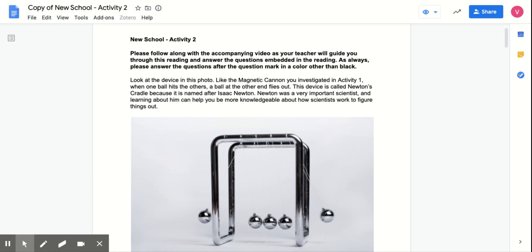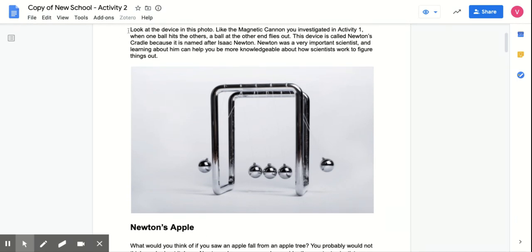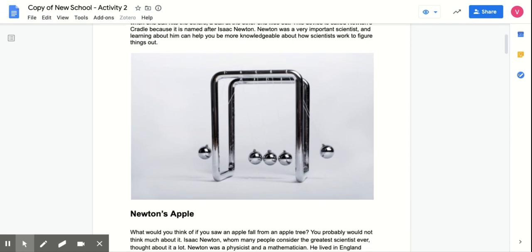If we were in the classroom together, you would definitely have me reading out loud with you. We'd be talking through things. So we're going to try to mimic that right now through this video. I'm going to start reading at the paragraph that says, look at the device in this photo. Like the magnetic cannon you investigated in Activity 1, when one ball hits the other, a ball at the other end flies out. This device is called Newton's cradle because it's named after Isaac Newton. Newton was a very important scientist, and learning about him can help you be more knowledgeable about how scientists work to figure things out.